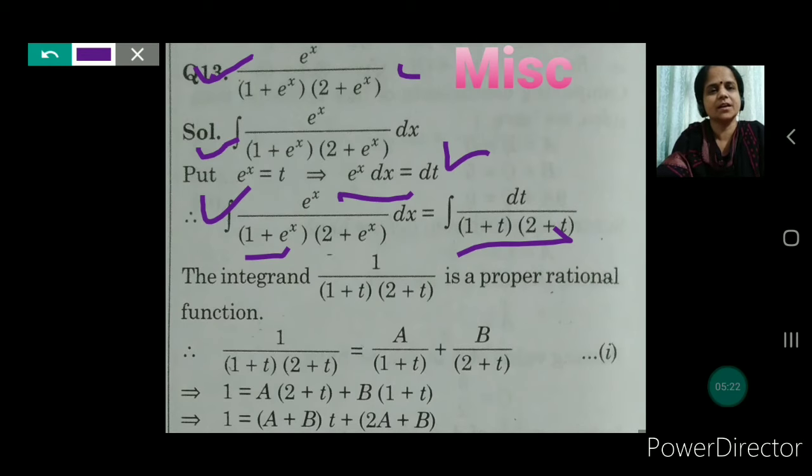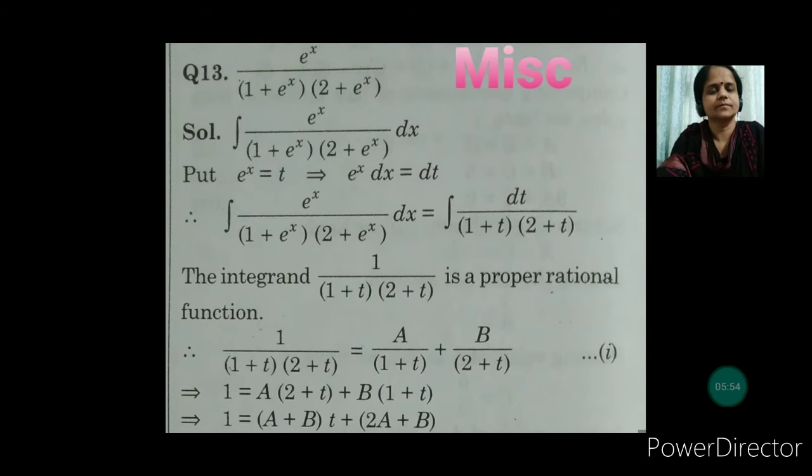Now apply the method of partial fraction. Here you see that 1 by 1 plus t into 2 plus t, so take as a by 1 plus t plus b by 2 plus t. Now take LCM on both sides. You will get 1 is equal to a into 2 plus t plus b into 1 plus t. And now find the value of a and b.